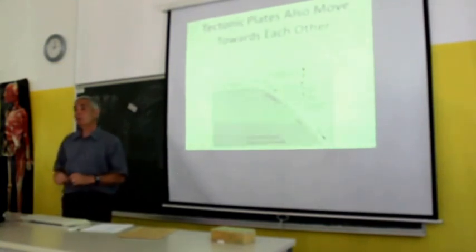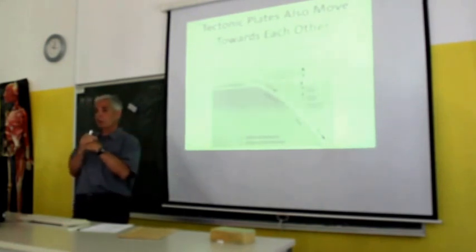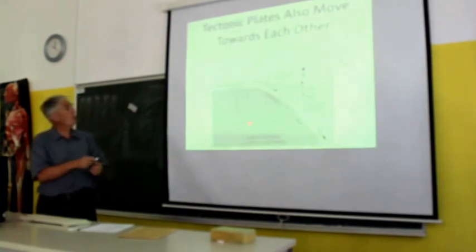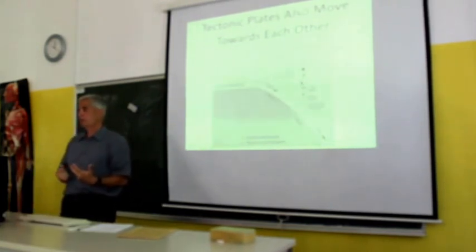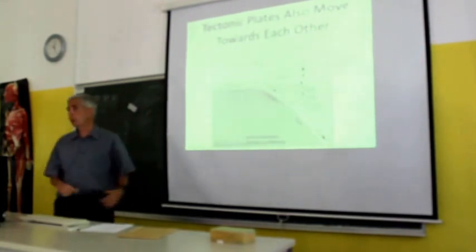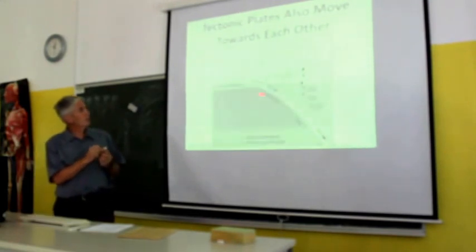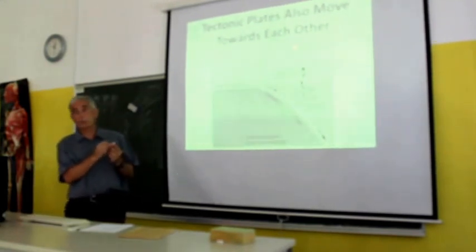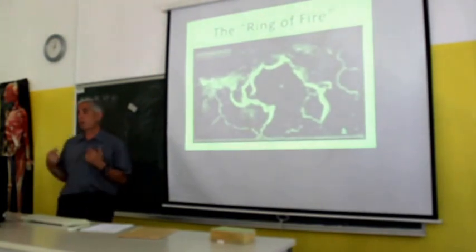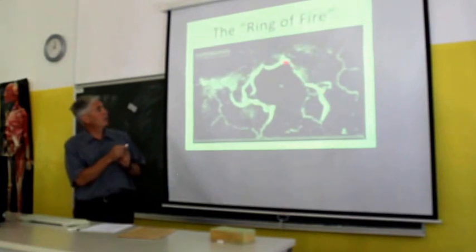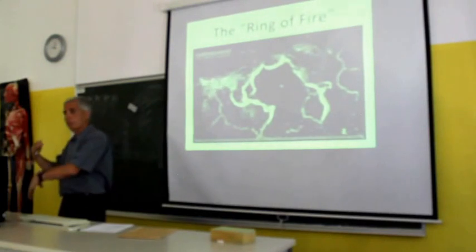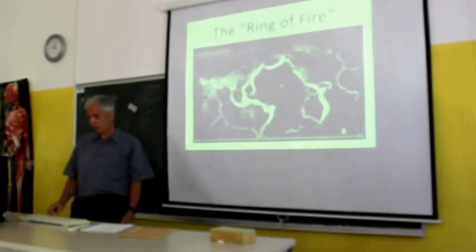Now, sometimes they're moving towards each other. And where the ocean floor meets the continent, the ocean floor is heavier than the continent, and so it's pushing underneath the continent. We call that subduction. When that happens, this melts and it forms volcanoes. And this is happening all around the Pacific Ocean. It's called the Ring of Fire. All these are earthquakes and volcanoes around the Pacific Ocean, where the floor of the Pacific Ocean is pushing underneath the continents.